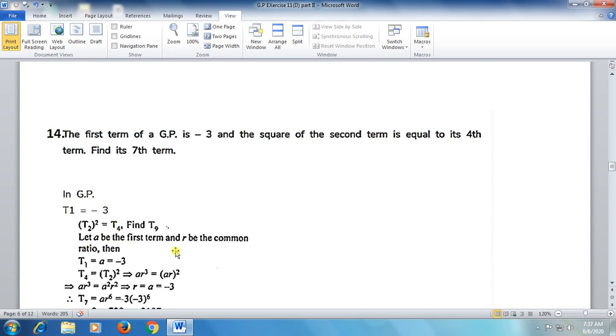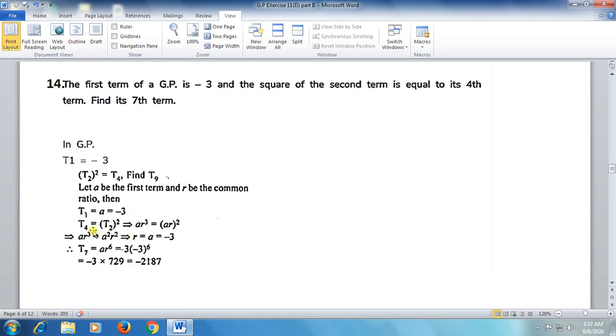So let A be the first term and R be the common ratio. As it is said that the first term A is minus 3, let us keep it in memory. Consider the second result. T4 means AR cube. T2 is AR, so now T4 is equal to T2 whole square.